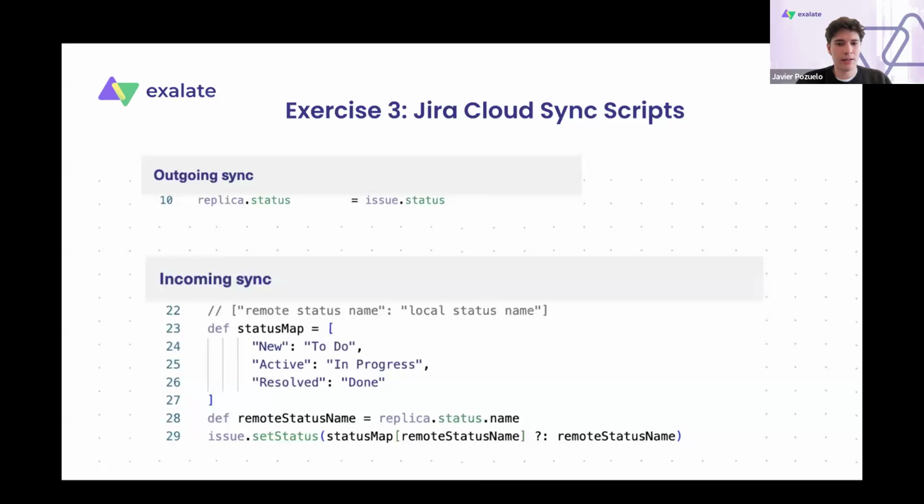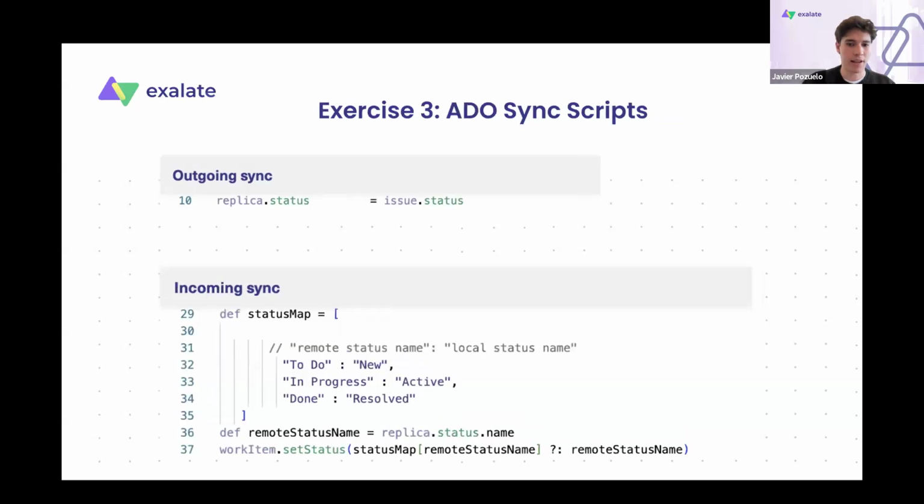Yeah. So it's a similar approach. We do need to create a mapping for each side, since of course we have different values in each system. And we do need to set the statuses mapped through the hash map. So same thing with the priority, we don't need to include this in our code, it's already added. And we can see that we're mapping in Jira Cloud, the remote side is new, active, and resolved, and we're mapping to Jira Cloud statuses to do, in progress, and done. Same thing with ADO. We get the mapped value, and then we set it via the work item set status.